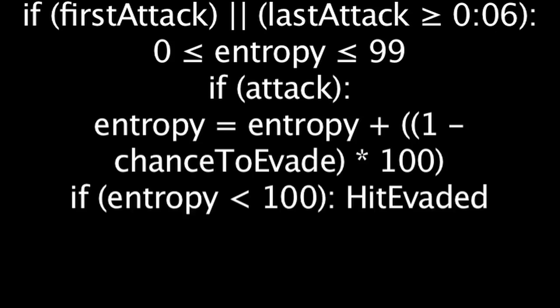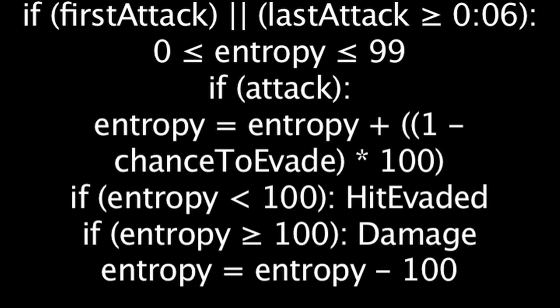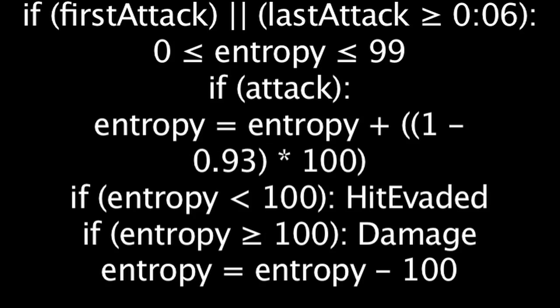If entropy is less than 100, the attack is evaded, but the increase to the entropy value remains. If entropy is greater than or equal to 100, the attack deals damage and the entropy value is reduced by 100. For example, our previous value of 93% chance to evade will increase the entropy value by 7 with each attack.